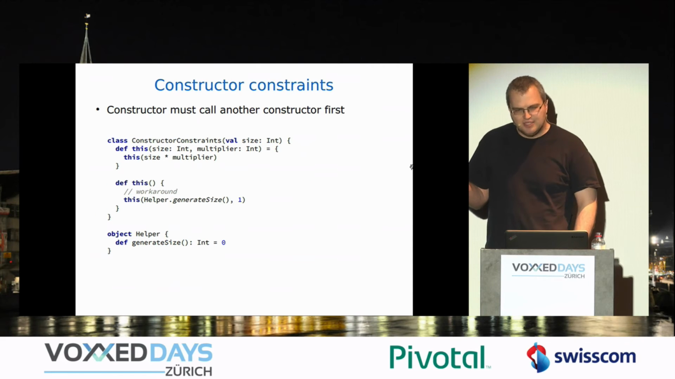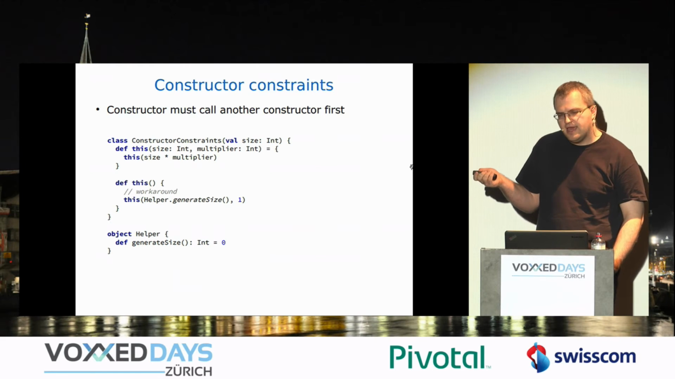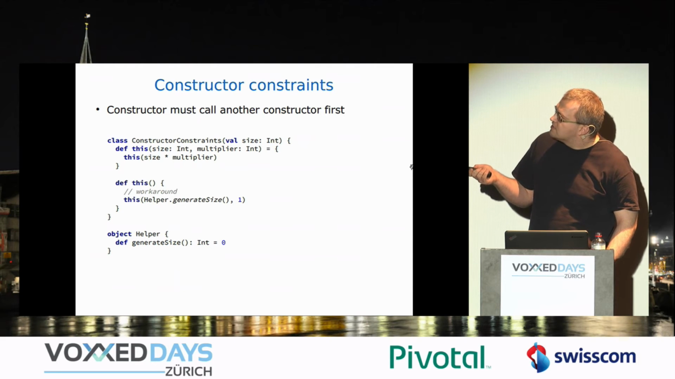And perhaps actually the biggest change is there are some constraints for constructors. So in Scala, every constructor has to call another constructor first. It has to be the first line in the constructor. There's no way around it. And maybe this is the biggest change. There are good reasons for it. And if it sounds scary, it's fine because you can still work around it.